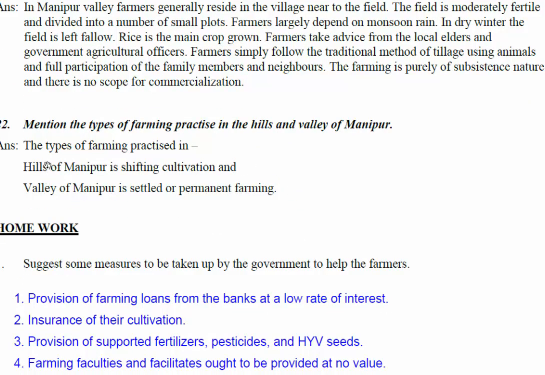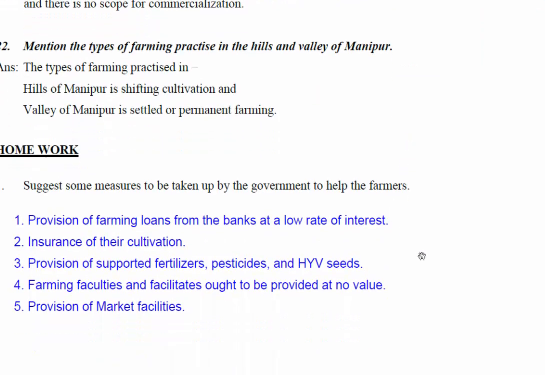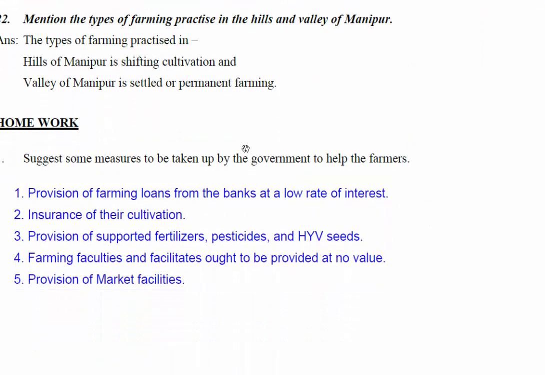Mention the types of farming practice in the hills and valley of Manipur. In the hills of Manipur, shifting cultivation is practiced. In the valley of Manipur, settled or permanent farming is practiced. Okay, this homework you actually have to do by yourself, but I have done it. I'll just give you some hints, some important points.